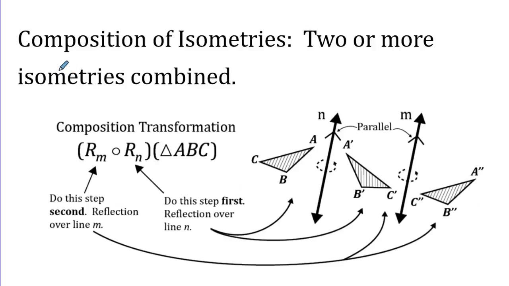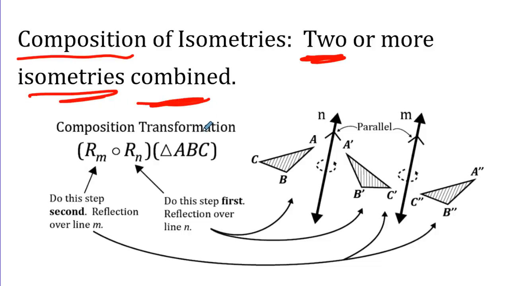All right. So the big part of this section, listen to this point, is a composition of isometry. So a composition of rigid motions. How do you do that? What does that look like? Can you do it? I think you can. So check it out. It's basically when you have two or more isometries combined. You guys have been doing one transformation, one isometry. So now we're just going to combine two or more together.